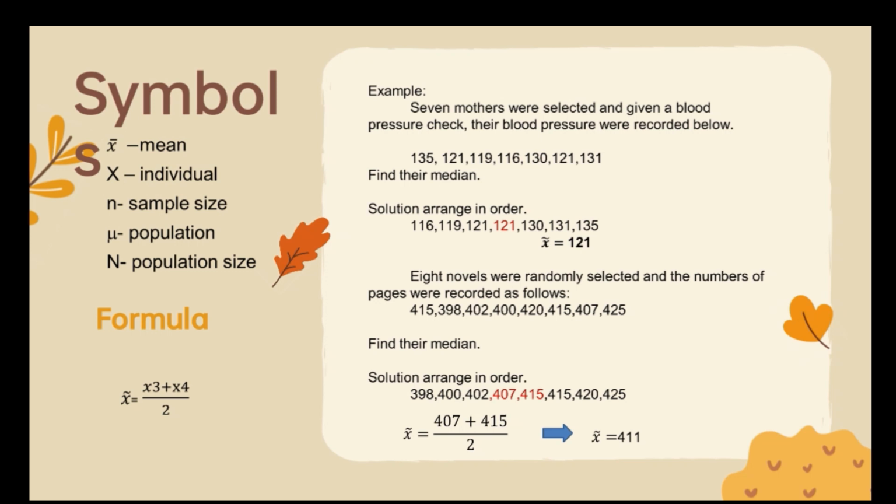So first, we will arrange it in order, from least to greatest. So we have 116 first, 119 second, 121 third, 121 fourth, 130 fifth, 131 sixth, and 135 on the 7th term. So now the median is equal to 121.